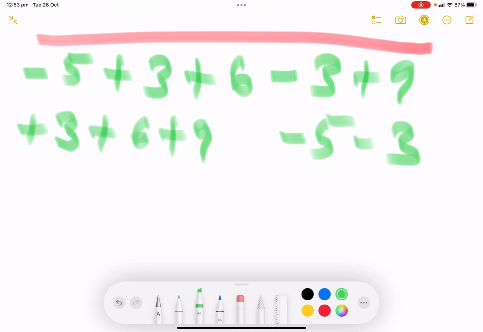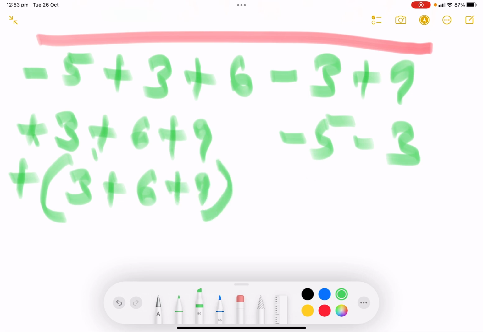The same sign rule says we should keep the sign. Here we have positive, positive, and positive. So we open a bracket, we keep the sign. The sign is positive. So we add everything in the bracket. 3 plus 6 plus 9. And here too, we have same sign, which is negative. So we open a bracket and put the sign in front of the bracket and add everything. 5 plus 3.